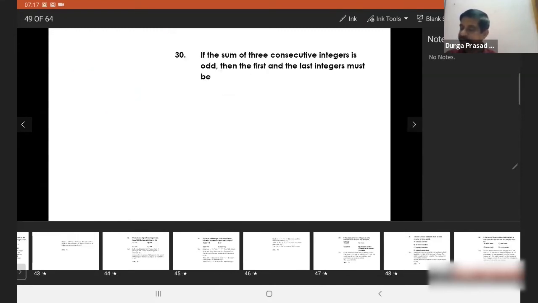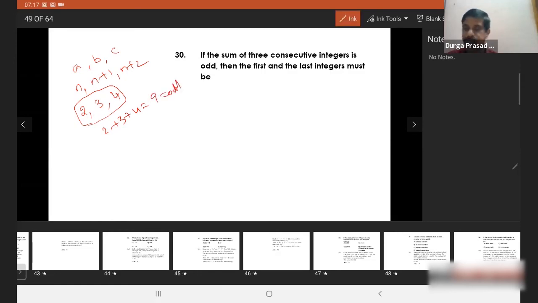If the sum of three consecutive integers is odd, what does that mean? So A, B, C. If I call them n, n plus 1 and n plus 2, this is odd, he says. So that means if you take n as 2, this is 3 and this is 4. If you add these three numbers, you'll get odd. This is 6 plus 3, 9. Odd means compulsorily first and last should be even.